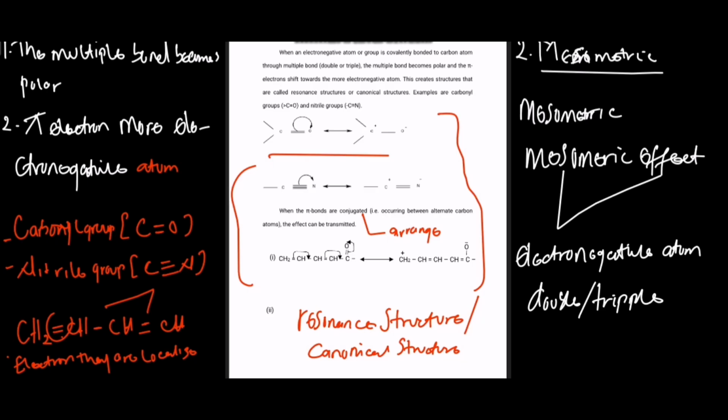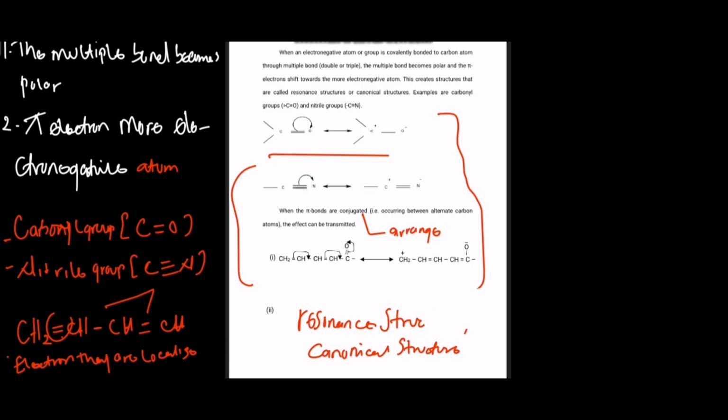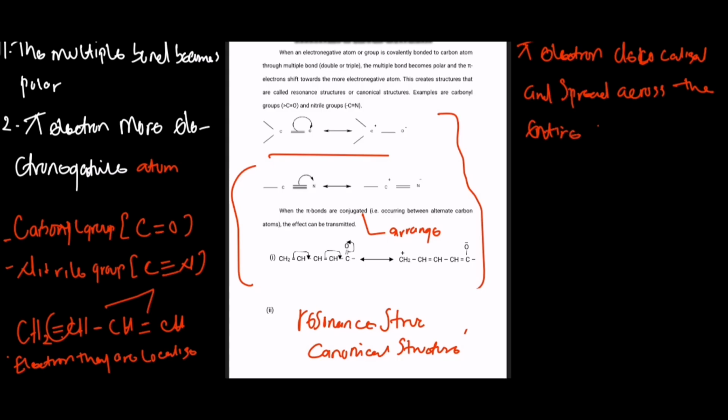Let me erase the box. I will write it: instead, the pi electrons are delocalized. Please take note of this. I said the electrons are not localized in one bond. Instead, the pi electrons are delocalized and they spread across the entire chain. We're together now. Now something very important happens.